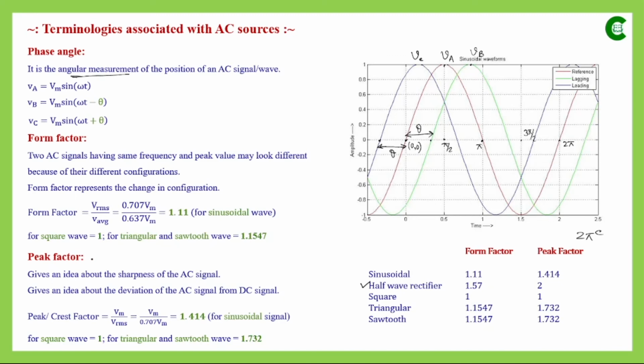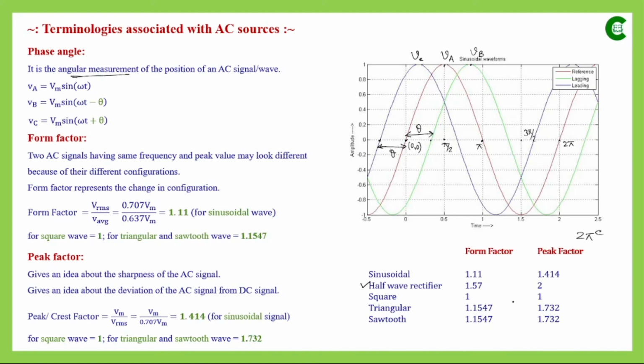it gives an idea about the sharpness of the AC signal, or how much that AC signal is deviated from its equivalent DC value. Equivalent DC value, we have seen earlier, is actually the measurement of the RMS value. So peak factor, which has another name, crest factor, is the ratio of peak value and RMS value. For a sinusoidal signal, it will be Vm simply divided by 0.707 Vm, which is the measurement of the RMS value. And finally, it will be 1.414 for a sinusoidal signal, or for a full wave rectifier.